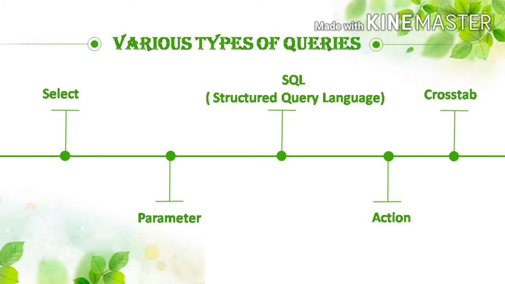MS Access provides various types of queries: select query, parameter query, structured query language, action query and cross-tab query. Now, what is the use of select query? Select query is used to retrieve data from one or more tables and display the record set, and it is also used to group the data set.